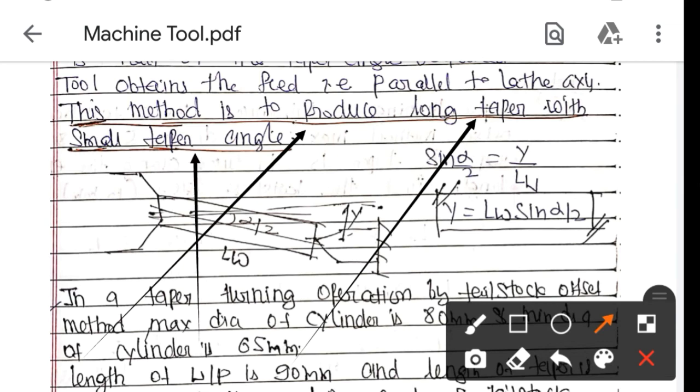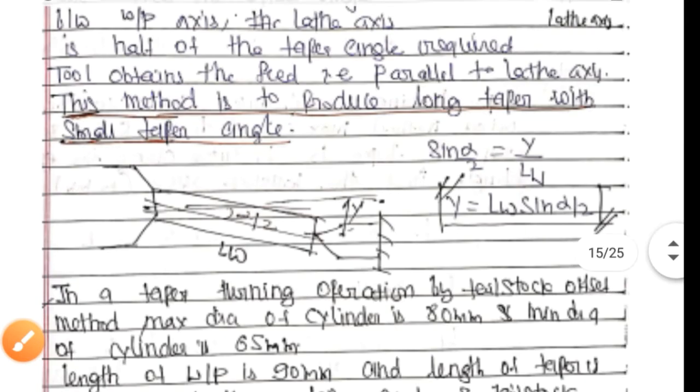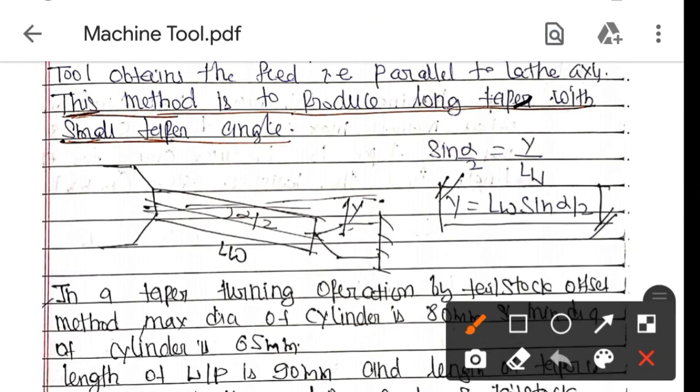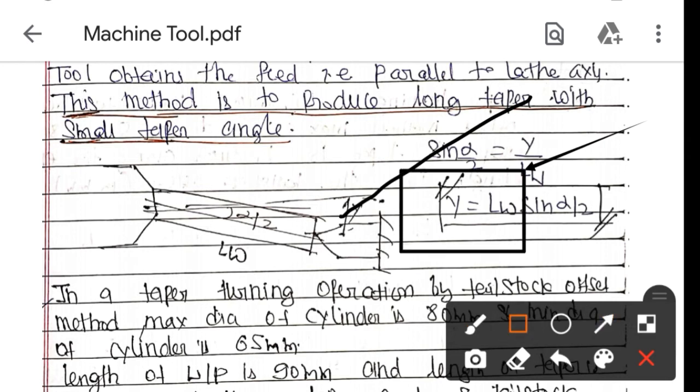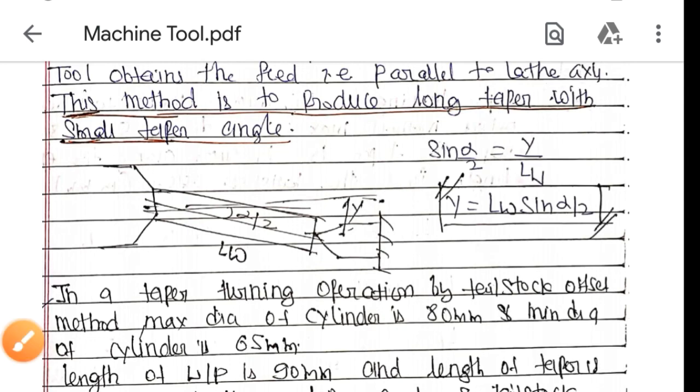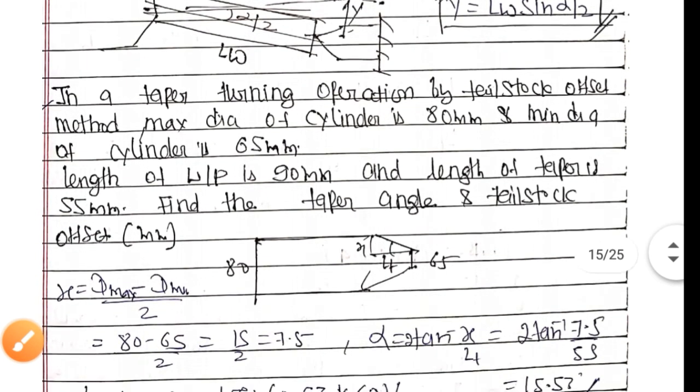Okay, so now how do we find the offset from the geometry? Sine alpha by 2 is equal to perpendicular by hypotenuse, which means y divided by the length of the workpiece. So just bring this to this side, and you'll get the formula: y is equal to the length of the workpiece into sine alpha by 2, which gives the tail offset. Okay, this formula you have to remember.